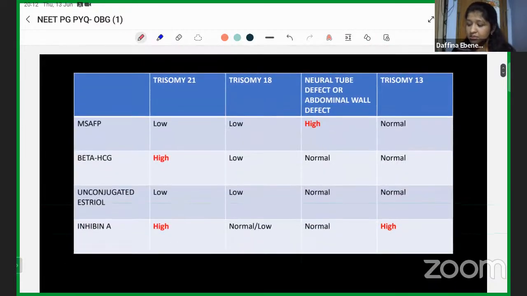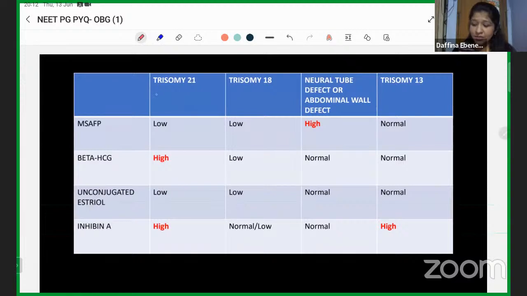Okay. So these are the different chromosomal anomalies that can be detected with the help of quadruple testing. Trisomy 21, 18, 13, as well as a neural tube defect or an abdominal wall defect. The only thing you need to know by heart is the whole table, where it's going to be high and in what condition, which parameters are going to be high.